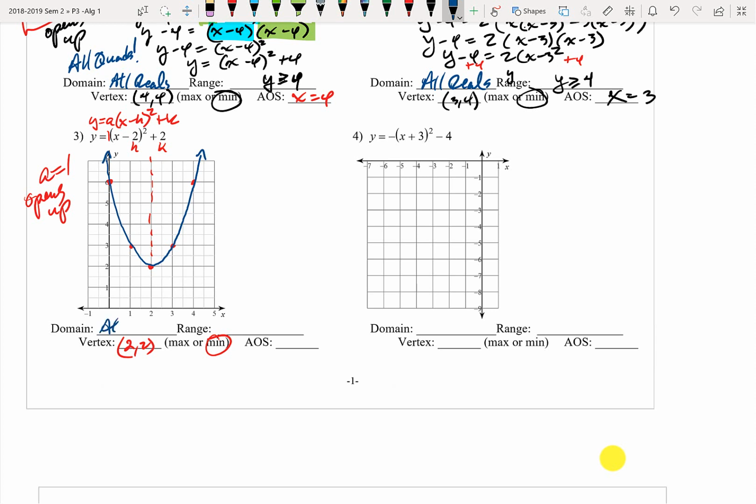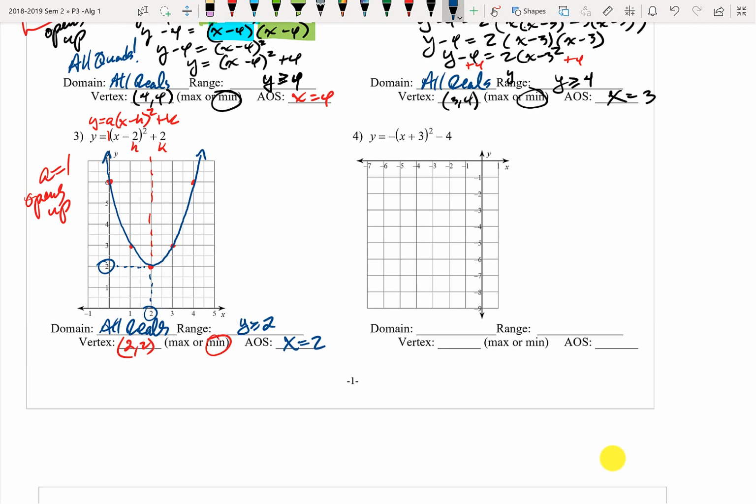All right, domain: all reals. As I keep saying, range: the lowest point on the curve is 2, so it's going to be y greater than or equal to 2. Axis of symmetry goes right through 2 on the x-axis, so it's x equals 2. All right, no x-intercepts in this case.